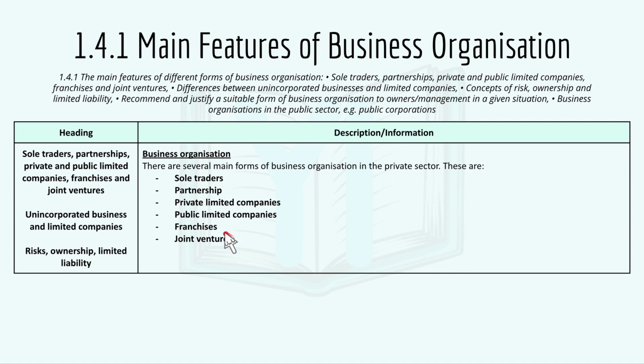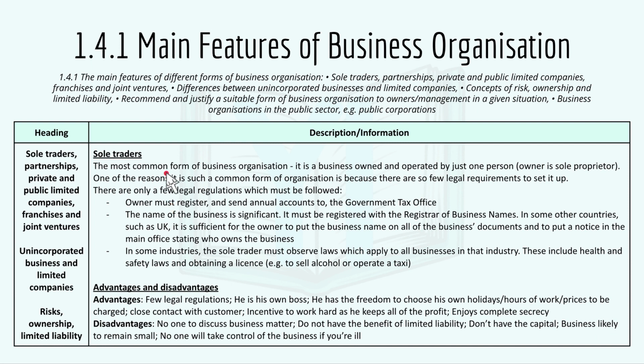And we'll look into each one of those now, starting with sole trader, which is the most common form of business organization, and it is a business owned and operated by just one person, and the owner is a sole proprietor. One of the reasons it is such a common form of organization is because there are so few legal requirements to set it up. And there are only a few legal regulations which must be followed, which includes these 3 points.